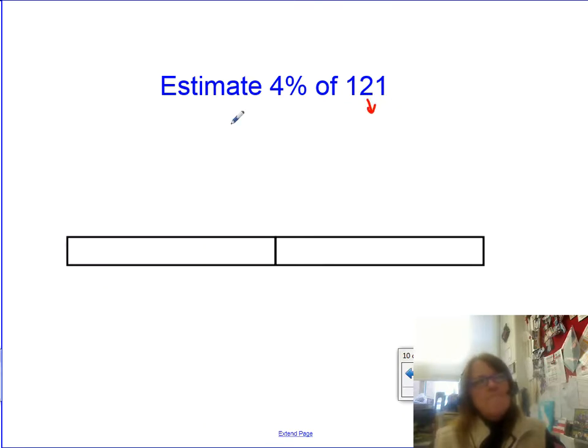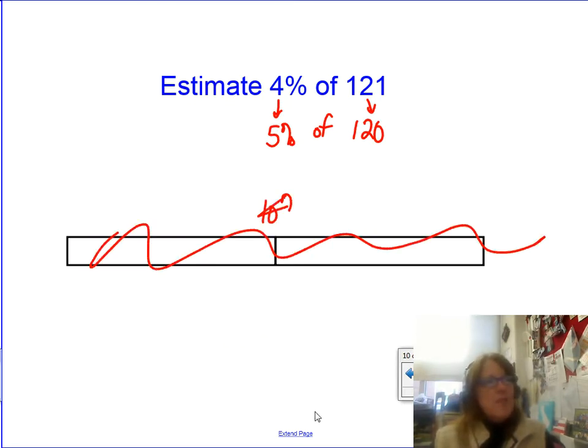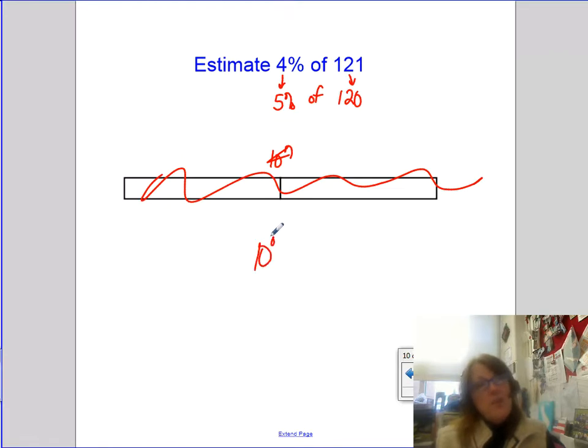You know what? Here's the deal. 121 is close to 120. 4% isn't exactly close to 10%. It's actually closer to 5%. And I'm going to tell you right now, 5% is easy to do if you can do 10%. You see, because 10%, and ignore this bar here right now, 10% of 120 is just going to be, boom, 12.